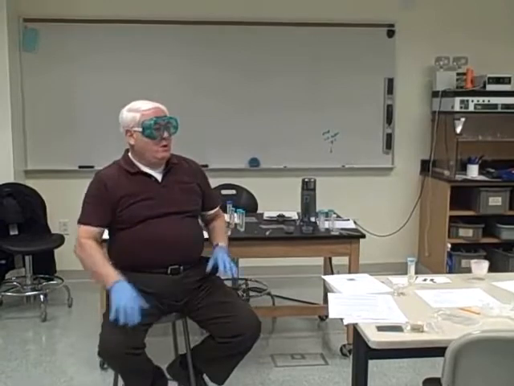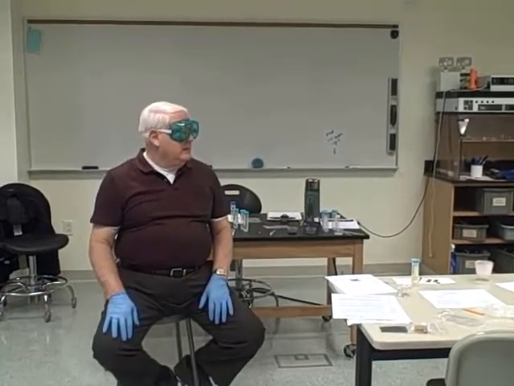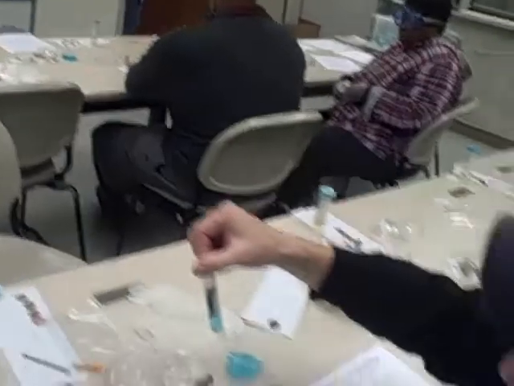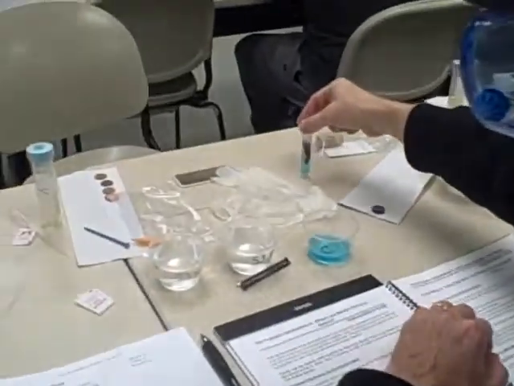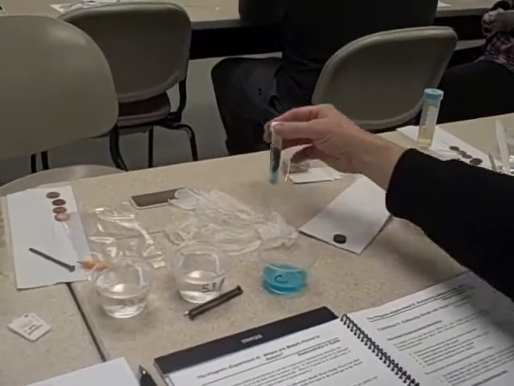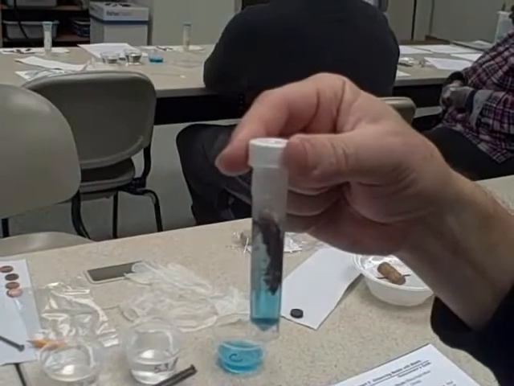Let's go back to the first part of this experiment where we put the aluminum foil in the copper sulfate. Now, when it comes to aluminum and copper, which is the most reactive according to the results we just got? Which is more reactive, aluminum or copper? Aluminum, right.